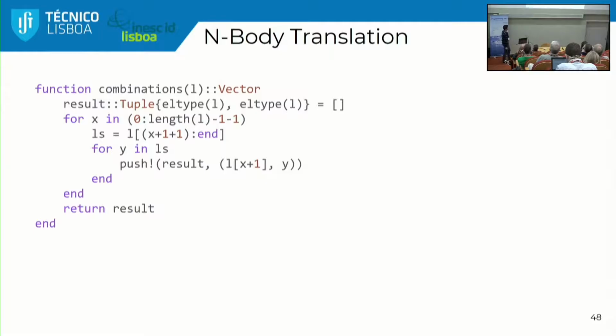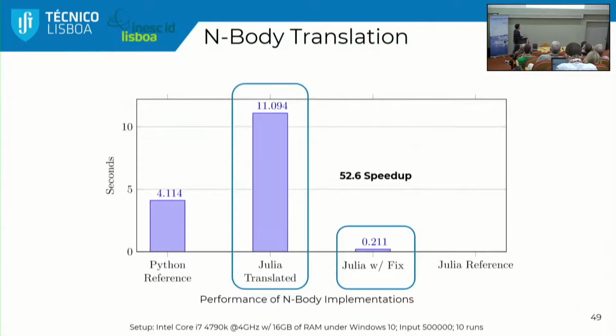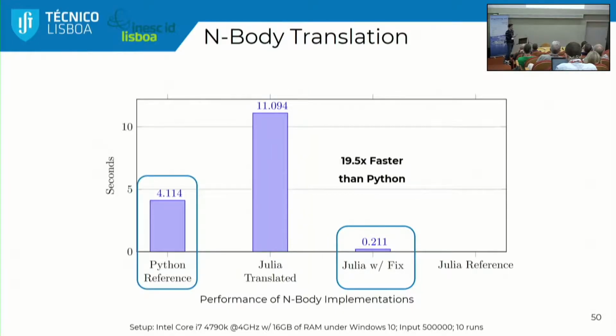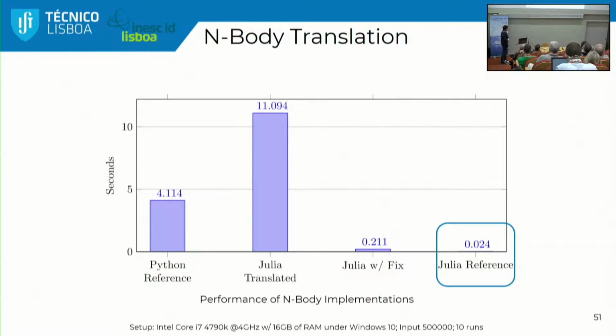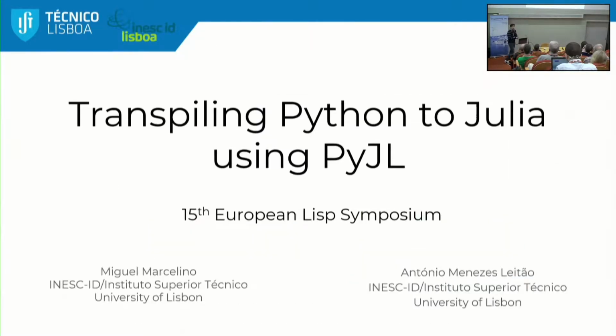What we did to increase performance was to manually annotate the result vector, which immediately gave us better performance. In this case, we observed a 52.6 times speedup compared to the initial result, and it was also 19.5 times faster than Python. This shows that currently the transpiler can translate Python source code into high-performance Julia source code with very few changes. Regarding the Julia reference implementation, it is still an order of magnitude faster than our implementation, but it is a highly optimized version that uses Julia's performance characteristics. Thank you all very much for your attention.